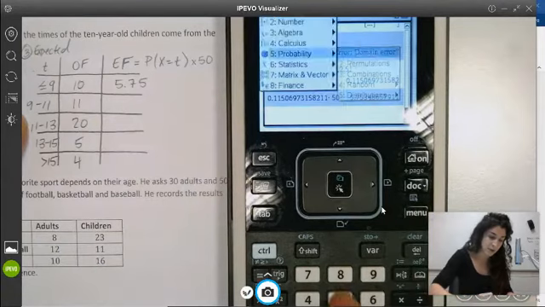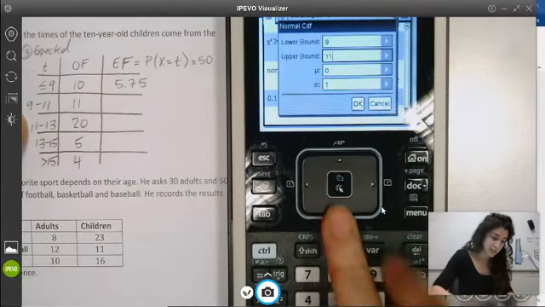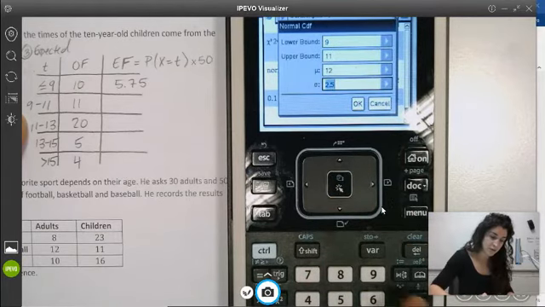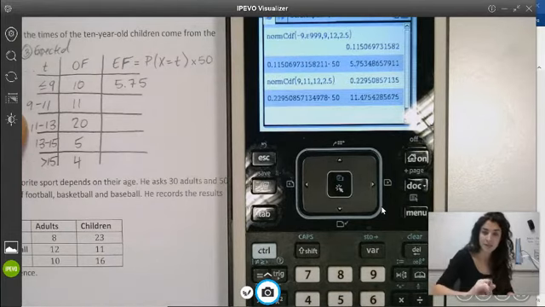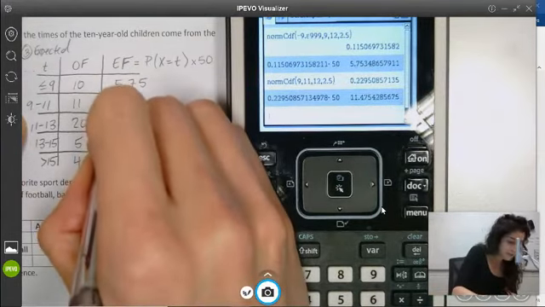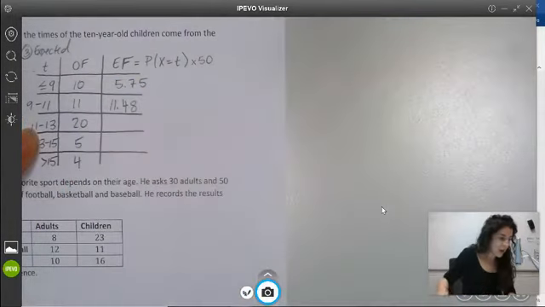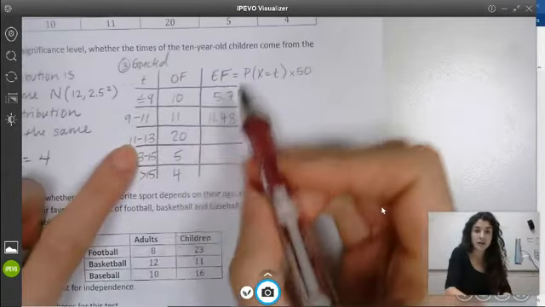So for example, for this one, we would do lower bound of 9, upper bound of 11, average of 12, standard deviation of 2.5. Find that probability and then multiply it by 50, and we get 11.48. Go ahead and find this probability or this expected value right here.